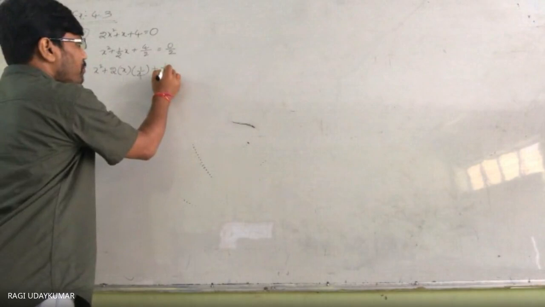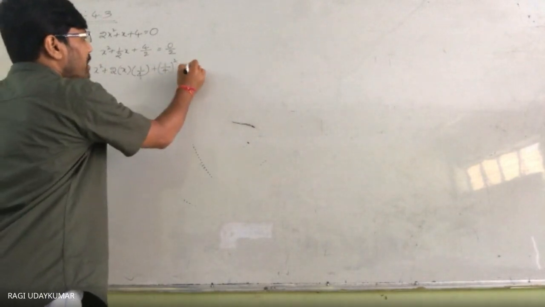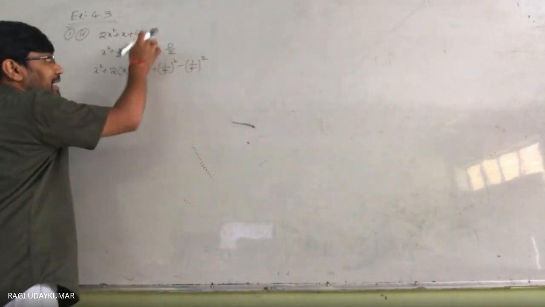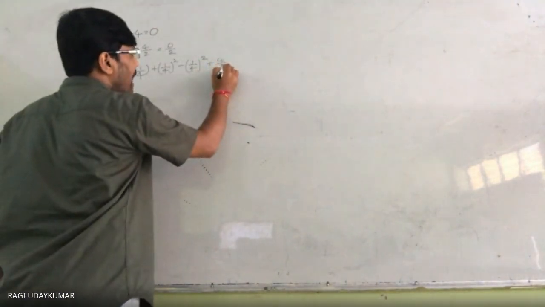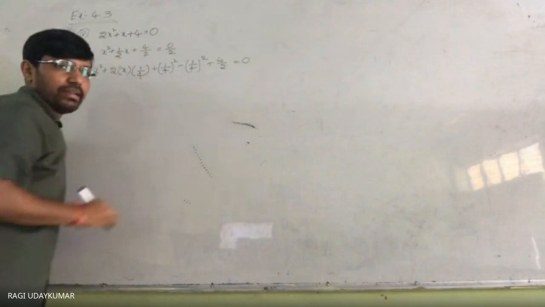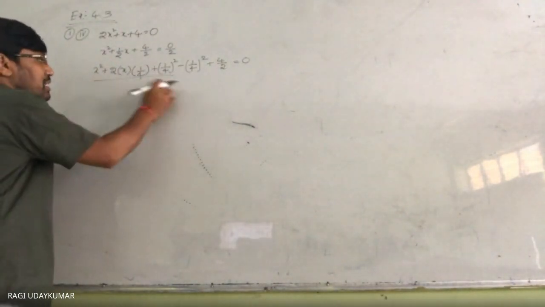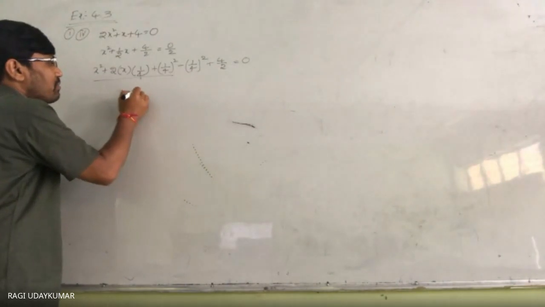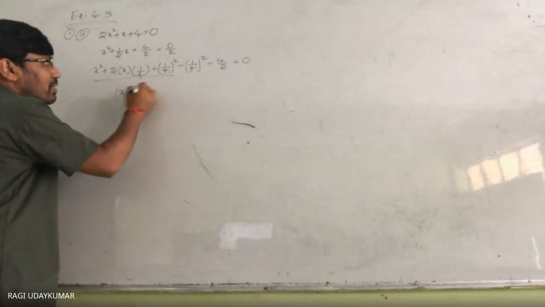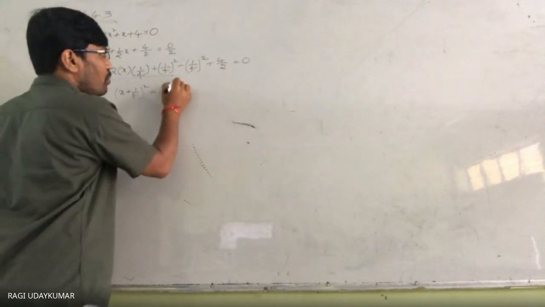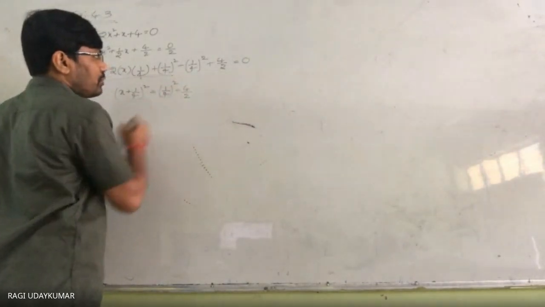Now that 1 by 4 should be added, and that 1 by 4 whole square should be added and 1 by 4 whole square should be subtracted, and whatever extra is there should be taken as it is. Now here you observe that this expression is a perfect square. So x plus 1 by 4 whole square is a perfect square, is equal to, दोनों right hand side लेके जाओ, 1 by 4 whole square minus 4 by 2.